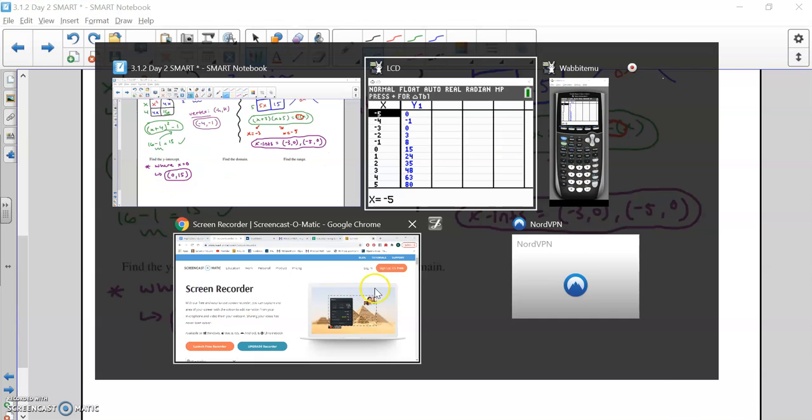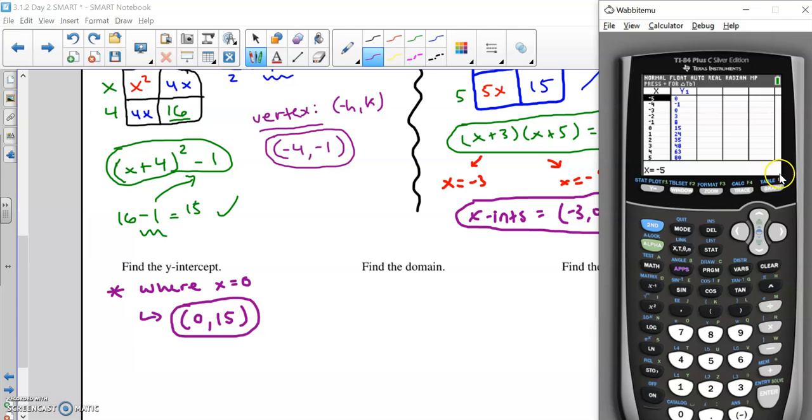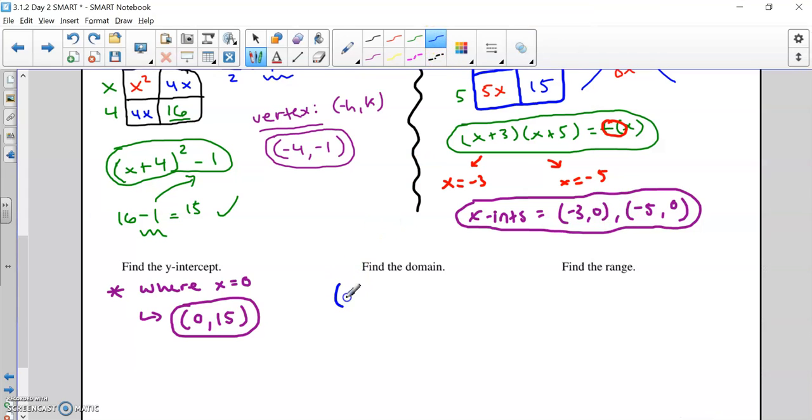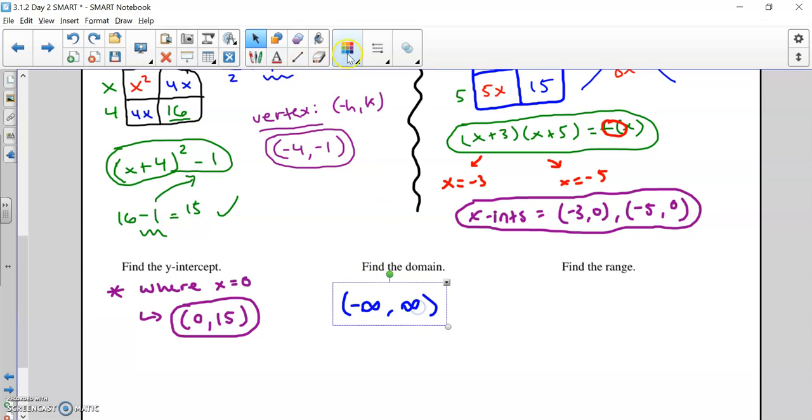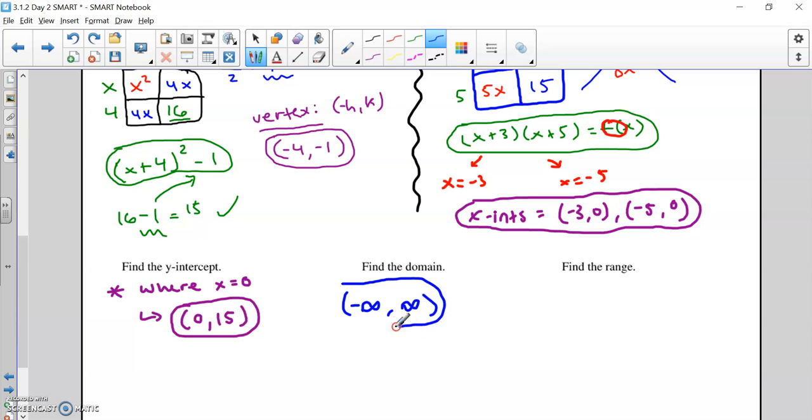And for the domain, remember how this works, right? You look at the graph and you say, okay, well, the farthest left this is going to go is going to be towards -infinity because it goes on forever in the left direction. And it also goes towards the right forever too. So our domain is going to be -infinity to infinity. Remember that the domain of parabolas is pretty much always going to be -infinity to infinity because of just the nature of how the graph looks. Unless there's like funky dots in the middle.